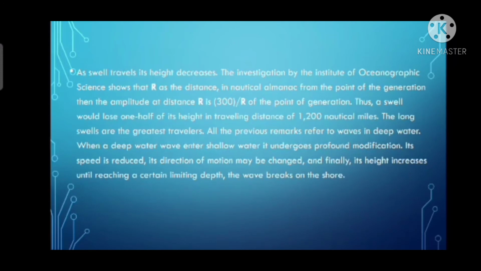And finally, its height increases until reaching a certain limiting depth. Yung taas nito lumalaki hanggang sa ma-reach na nito yung limit depth niya. The wave breaks on the shore. At hanggang sa maglaho na ito sa iga or sa pangpang.